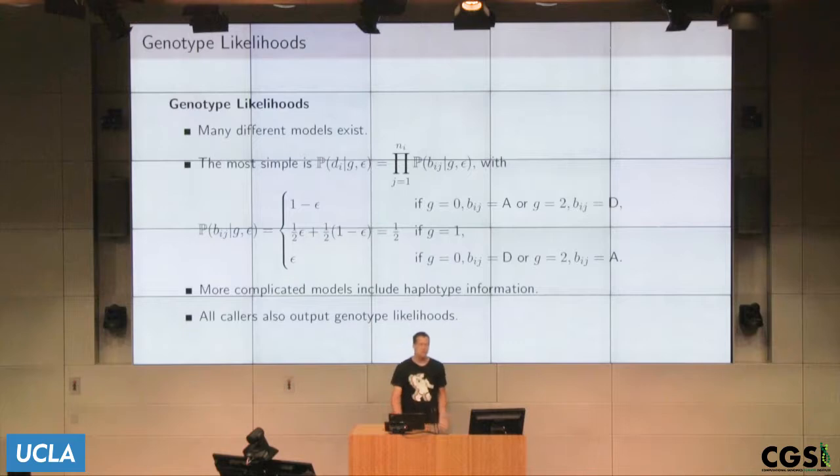Okay, so briefly, genotype likelihoods. I think if you're considering building your own models with these, it's good to know that this is a general thing genotyping callers are actually producing.